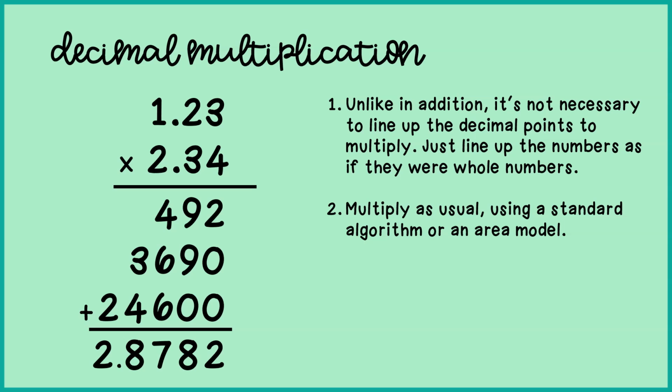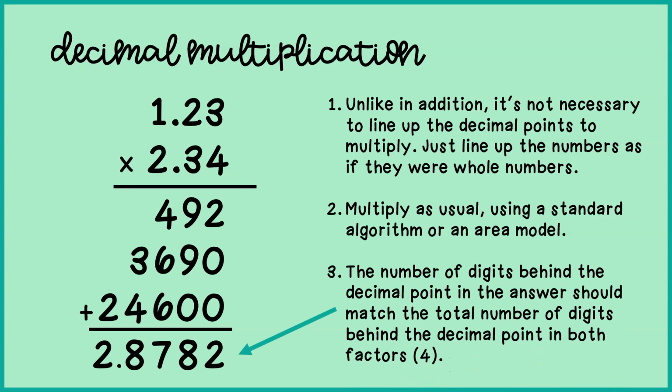You can use a standard algorithm or you can use an area model. If you're using an area model, instead of thinking of 1 and 23 hundredths times 2 and 34 hundredths, you can just think of 123 times 234 and use an area model, or you can use the standard algorithm as shown. The number of digits behind the decimal point in the answer should match the total number of digits behind the decimal point in both factors.